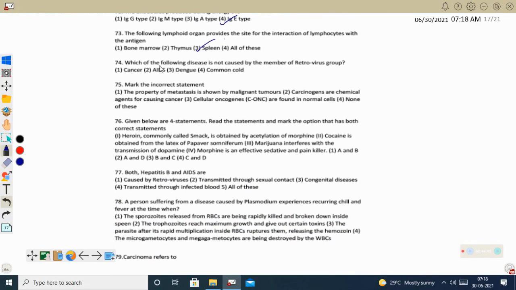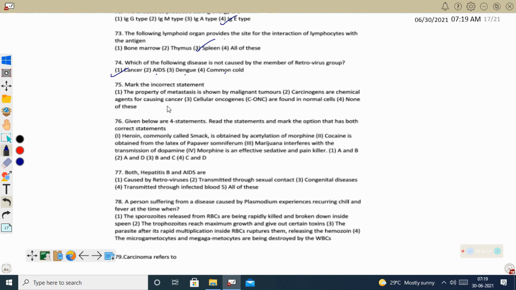Next question, which of the following diseases is not caused by a member of the retrovirus group? So here it is cancer, it is not caused by retrovirus. AIDS is caused by retrovirus. Dengue, common cold, the remaining everything is caused by RNA virus. See, cancer can be caused by retrovirus also, but all cancers are not caused by retrovirus. So in this, the correct option is cancer. Retroviruses are RNA viruses.